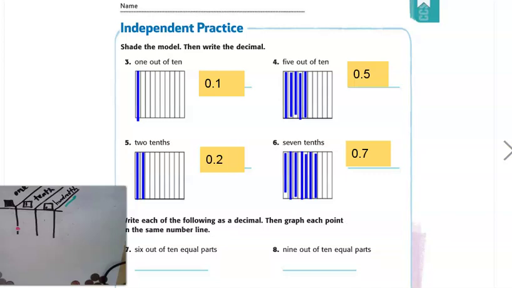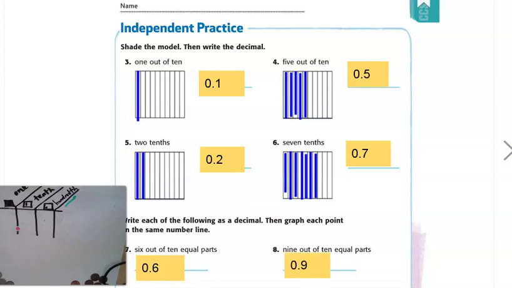Fun. So down here I can see a number line. And in order to write it, I'm going to need my text box. 6 out of 10 would be written just like that, 6 tenths. And it would be written 9 tenths.